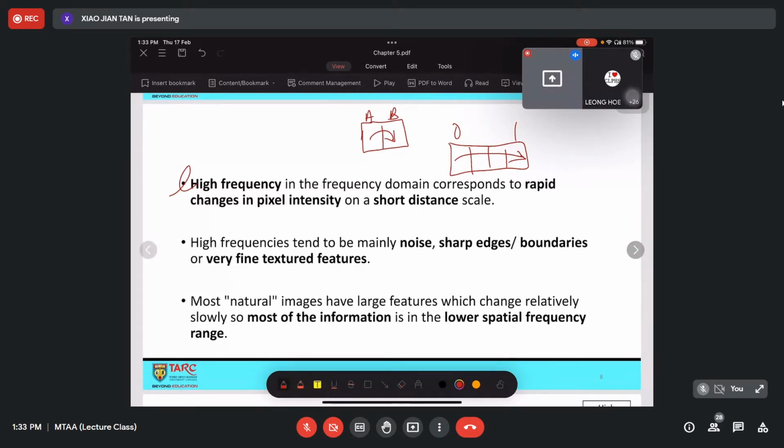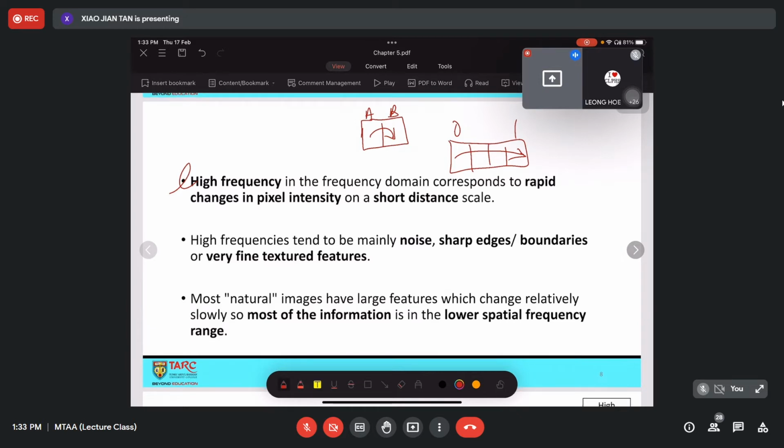Sometimes a synthetic image, or eventually the image, is very small. It consists of 100 times 100 usually in most of the cases. So 4 pixels is very small. Okay, so a transition like this would be known as high frequency information. And high frequency information tends to be noise, sharp edges, boundaries, or very fine texture features. So these are examples of high frequency information.